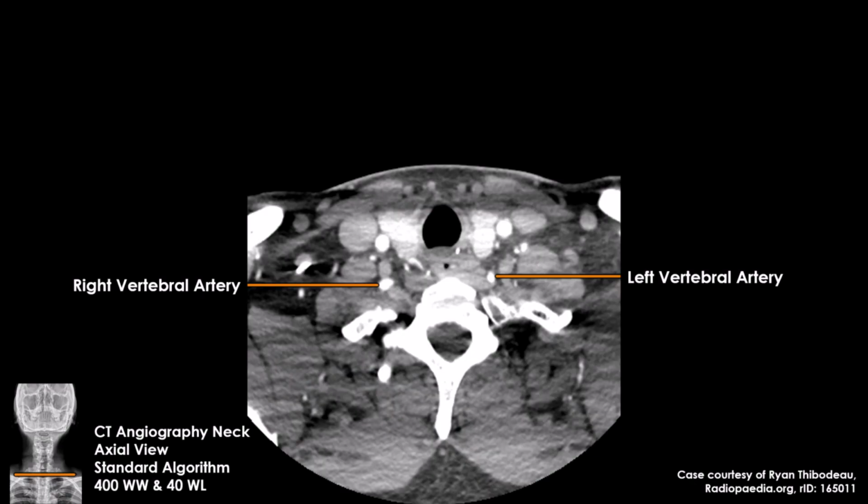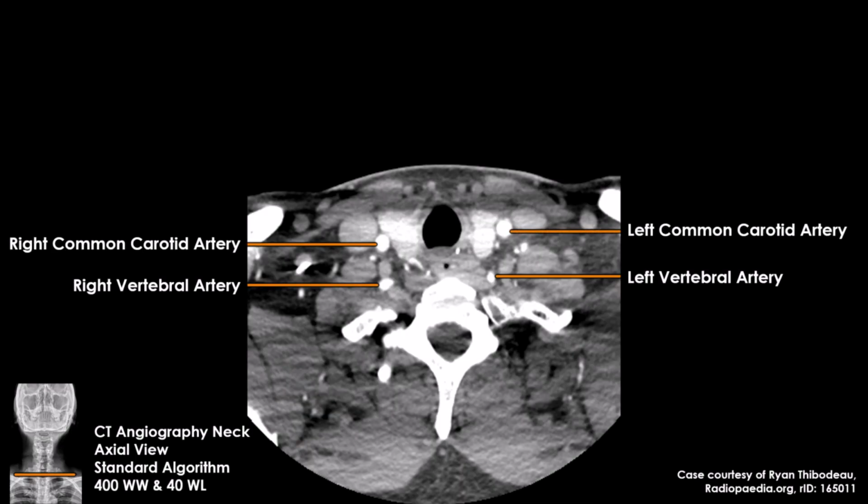Above this level, they are going to enter into the transverse foramina of the cervical spine, travel into the cranium at the foramen magnum, become the basilar artery, and supply the posterior side of the circle of Willis. We can also see these brightly opacified right and left common carotid arteries.